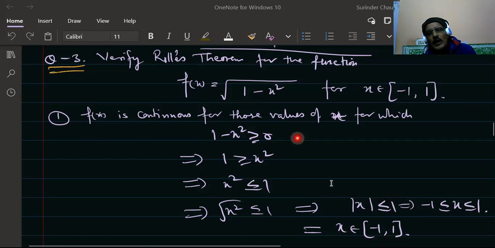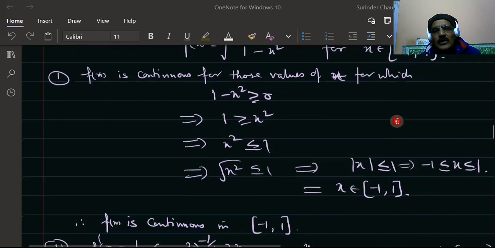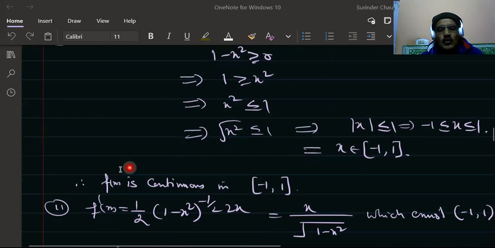So this function is well defined in this closed interval. Therefore, f(x) is continuous in this interval. So the first condition holds true.